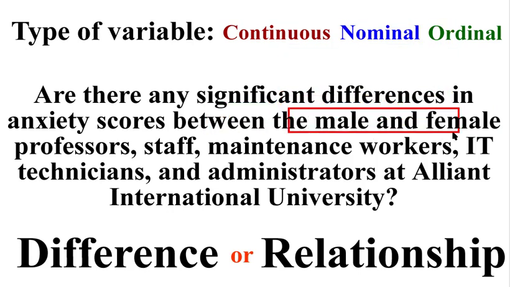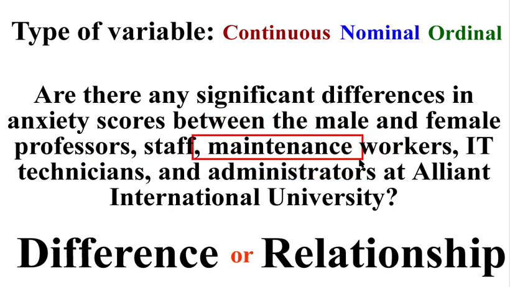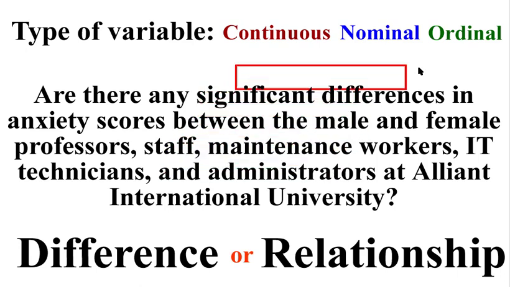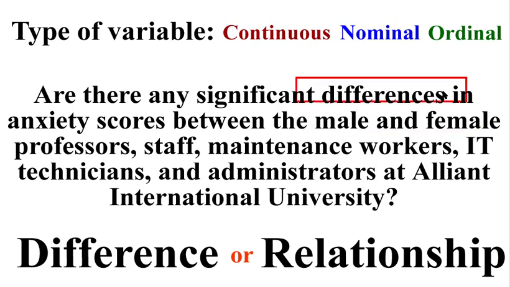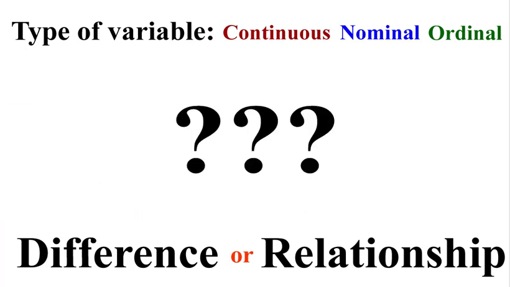That's a nominal IV. But then we have a second one. That is like profession or job type. That has professors, staff, maintenance workers, IT techs, and administrators. So that's a second IV with 1, 2, 3, 4, 5 different levels. All right, so we're dealing with two nominal variables. One is gender, the other one is job type. And then we got one DV, anxiety scores.